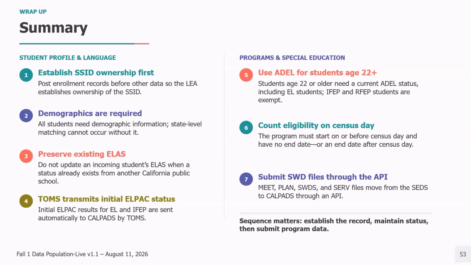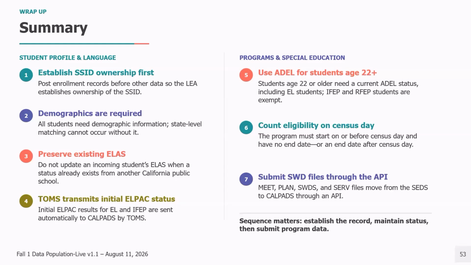Six, count eligibility on census day. The program must have a start date on or before census day to be eligible on your Fall 1 counts. For example, a student that's eligible for a free lunch program after census day will not count on your LCFF. They will not generate extra funding for your LEA. If this is a clerical mistake, you want to avoid it or correct it before your data is certified.